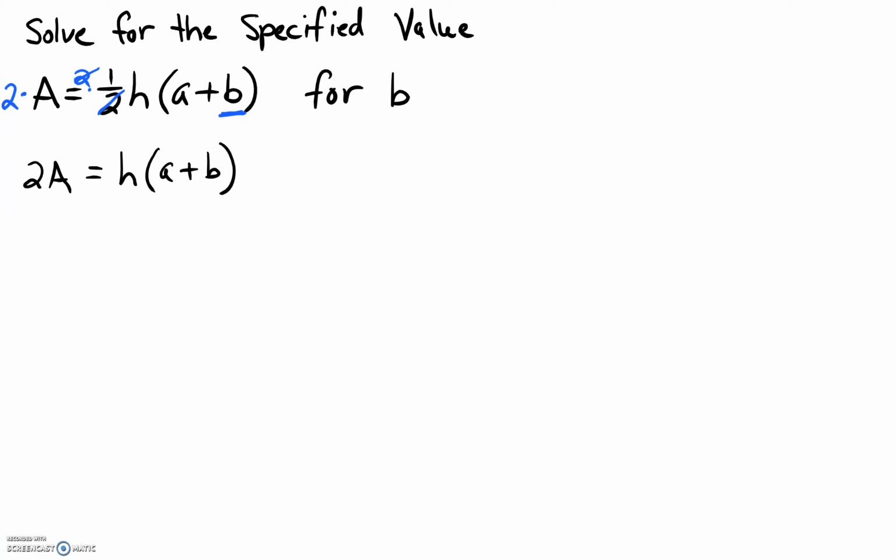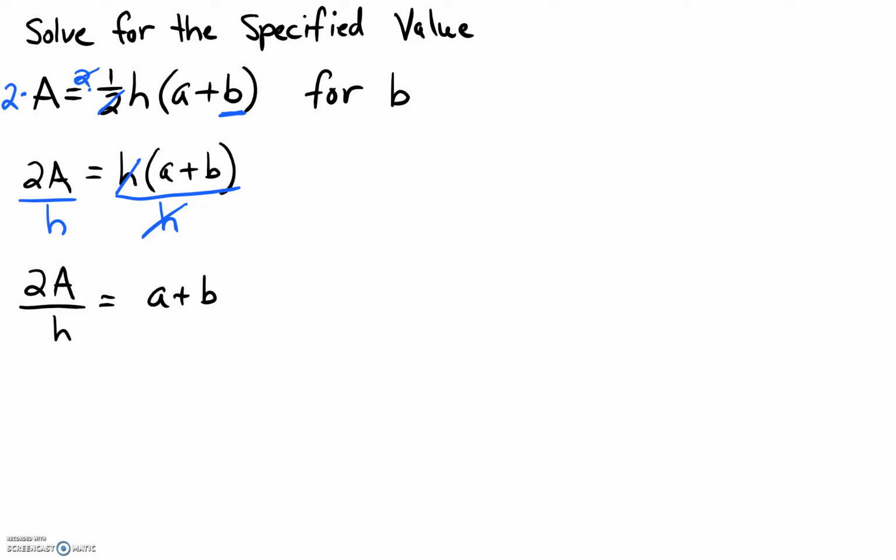Right now the parentheses is being multiplied by h, so let's divide both sides by h. Of course, an h on top and bottom are going to cancel out. So on the left hand side we now have 2 multiplied by capital A over h equals a plus b. And we can just drop those parentheses now because there's nothing being multiplied on the outside.